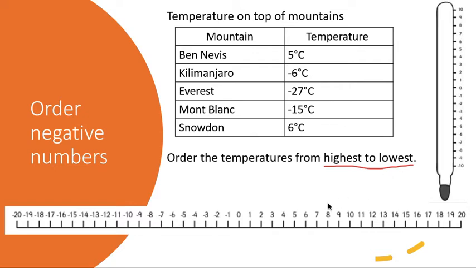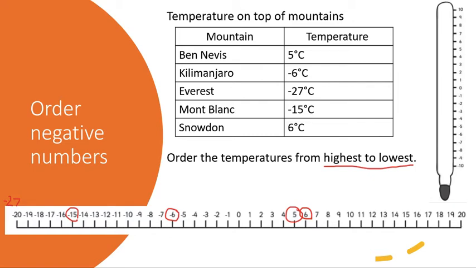And let's look together. Ben Nevis, 5 degrees C. Kilimanjaro, -6 degrees C. Everest, -27 degrees C. Our scale doesn't go that far, so I'm just going to add -27 here. But that would be another 7 off the screen to the left there. Mont Blanc, -15 degrees C. And Snowdon in Wales, 6 degrees.